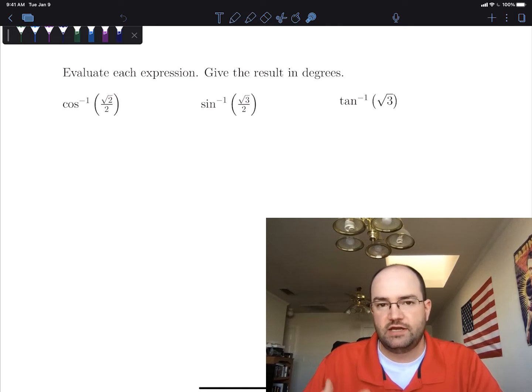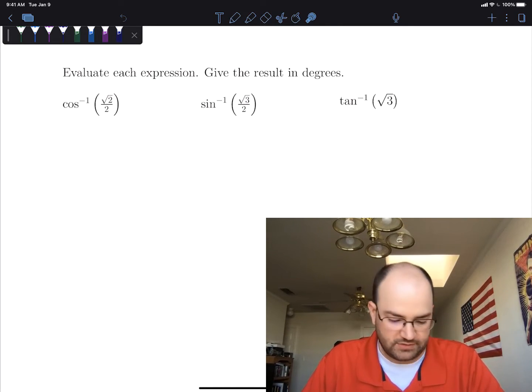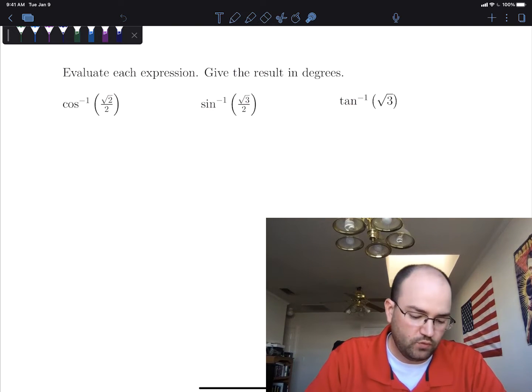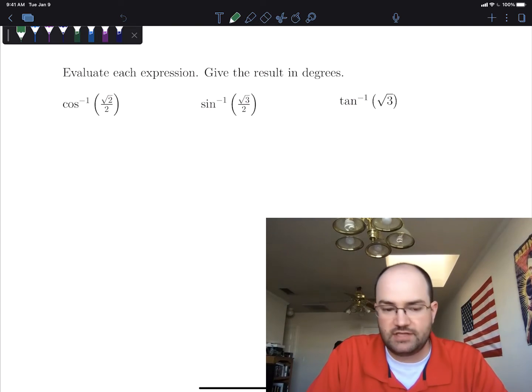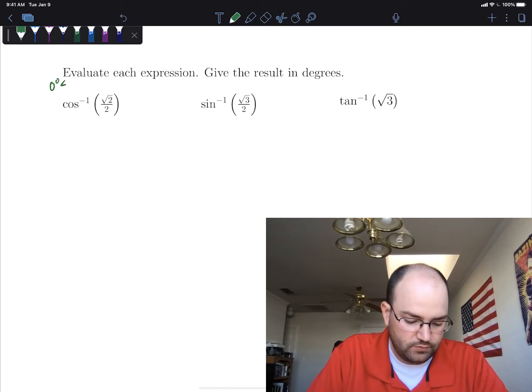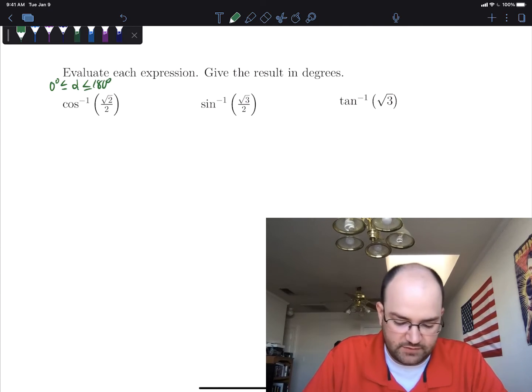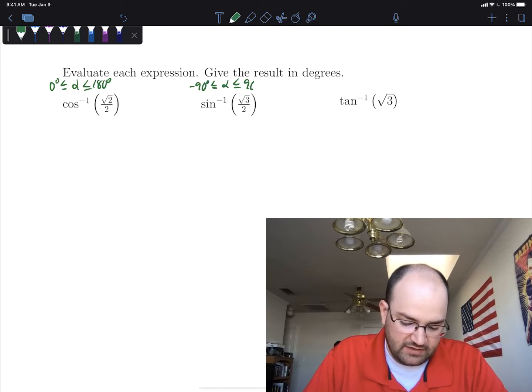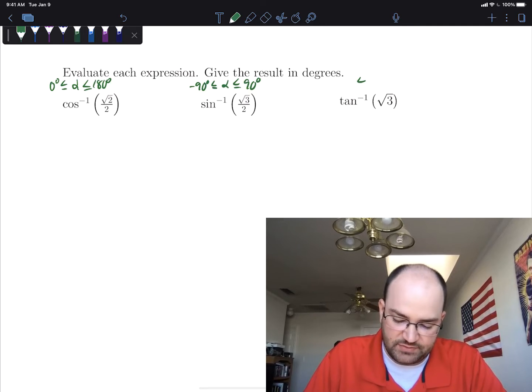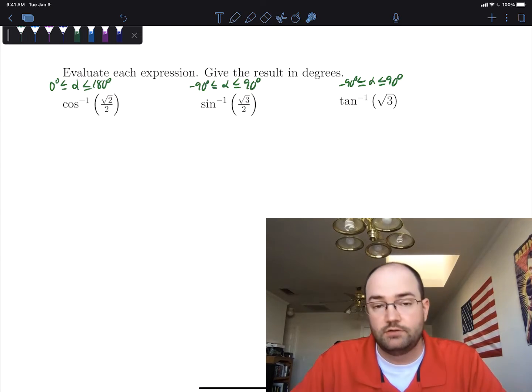Now to do this, again, I strongly recommend that you memorize the unit circle, but because we are working with the inverse cosine, inverse sine, and inverse tangent, remember where these have to be. Inverse cosine has to be between 0 and 180. Inverse sine has to be between negative 90 degrees and 90 degrees, and inverse tangent has to be between negative 90 degrees and 90 degrees. So let's look at this.